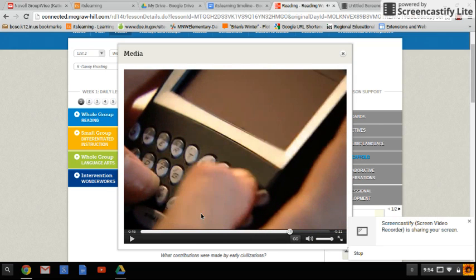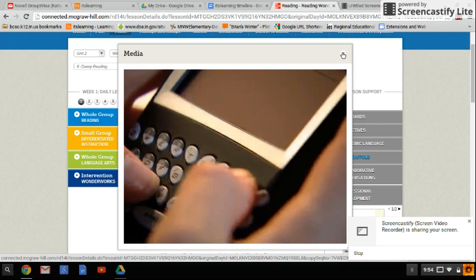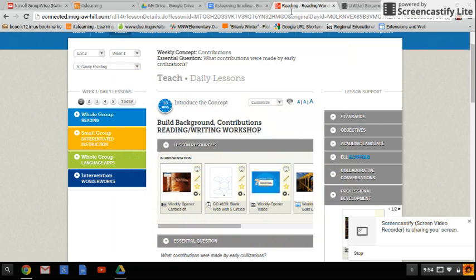Okay, I'm not going to play all of that, but as you can see, this is building background knowledge for that student around the essential question. You can even put the closed captioning on, which I think is awesome for students to have, as a general UDL practice. So our question with the weekly opener is, what contributions were made by early civilizations? That gives them a great start. You can prompt them in a discussion to continue that essential question for the weekly opener.